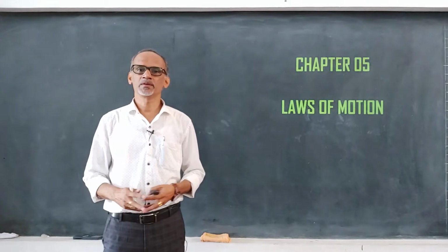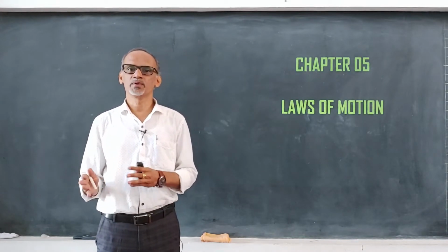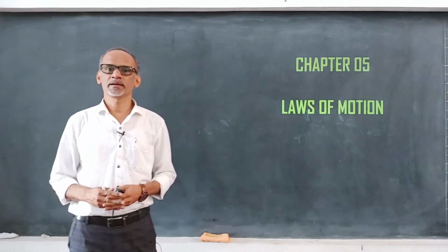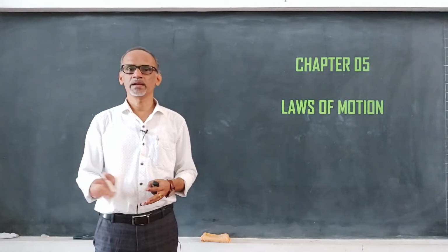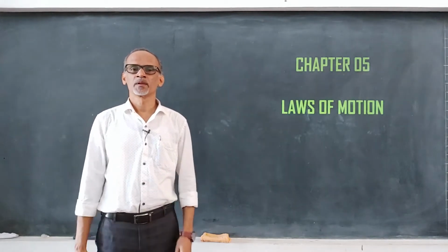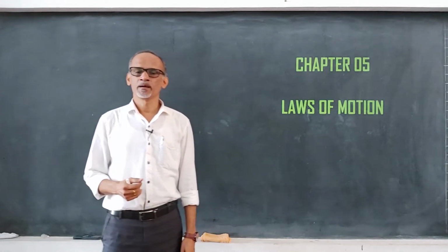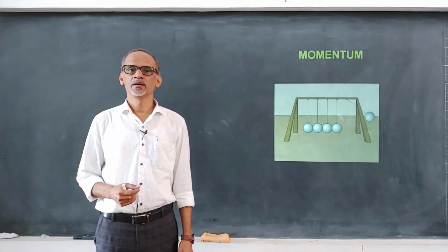In this chapter, we are going to learn the cause for the motion of a body, what makes the body stop, what makes the body move, either along a straight line or even moving in a circular path or in any random path. Before learning that, we have to learn a few basic physical quantities, and one such physical quantity is momentum.